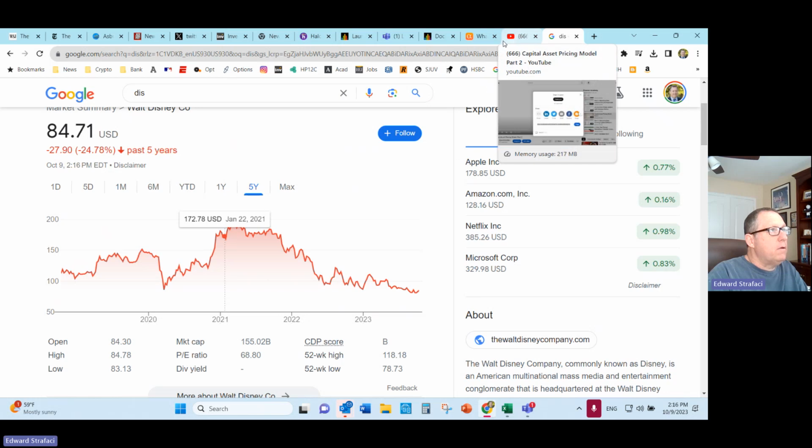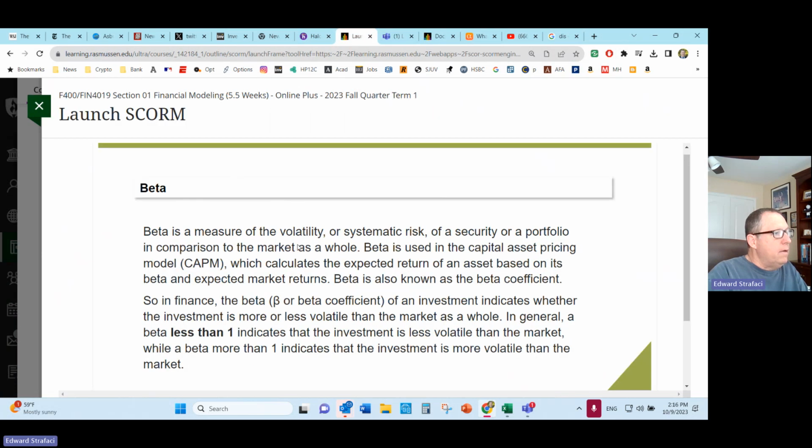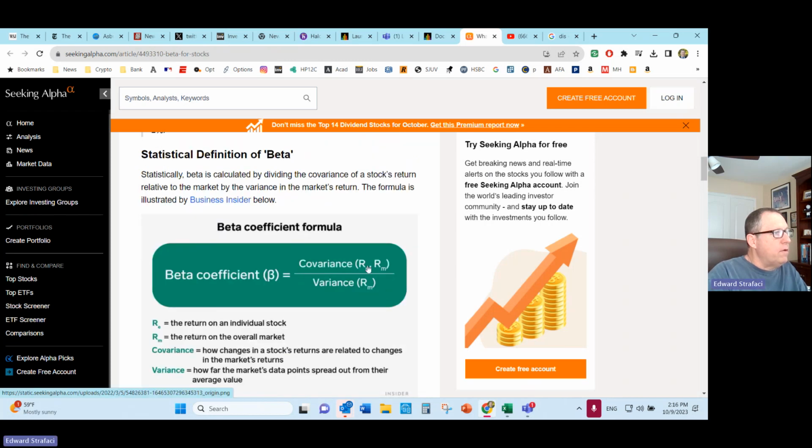Okay, so we go back to our class. And I want to go back to that little formula. The statistical definition of beta is done with a regression: the covariance of the return of a stock and the return of the market, divided by the variance of the return of the market. So it's the covariance, or the relationship between both, over the variance.